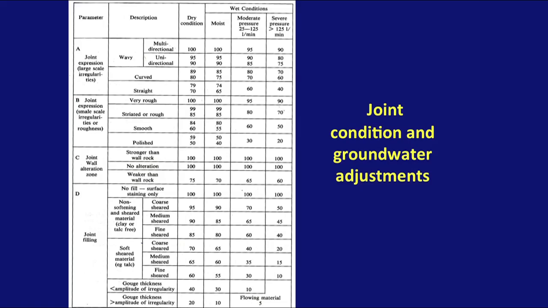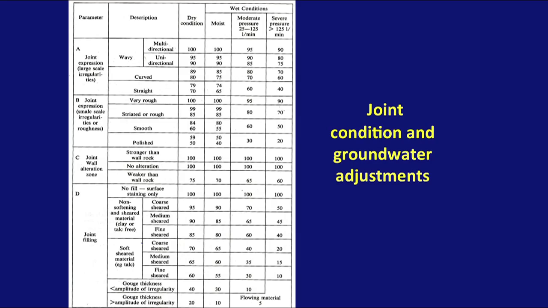The joint condition and groundwater parameter, the adjustments are determined from this table. You need to look at parameters A, B, C, and D, and then the descriptions and the corresponding ratings. The joint expression is the large-scale irregularities. In our case, we have straight joints and we have dry conditions. So you can see there in that third column, you have 70 and 79. That is the adjustment percentage. So if we look at an average there, we would have, say, 75% for that.